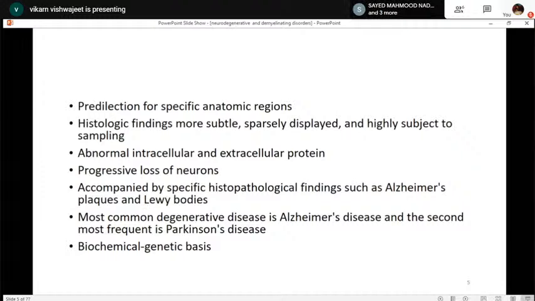In certain diseases, like Alzheimer's disease, we can have neuritic plaques or neurofibrillary tangles, which can be specific, and Lewy bodies can be a specific finding in dementia with Lewy bodies. So this can be very helpful. The most common neurodegenerative disorder encountered is Alzheimer's disease, and the second most frequent is Parkinson's disease. In these disorders, a biochemical and genetic basis has been postulated.